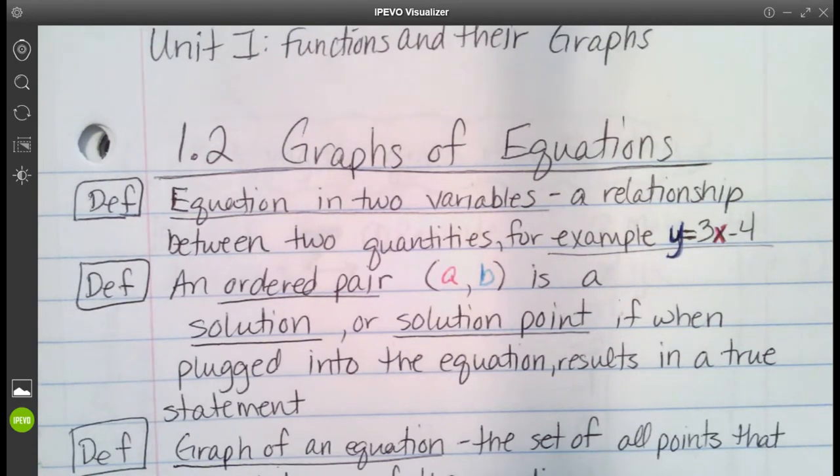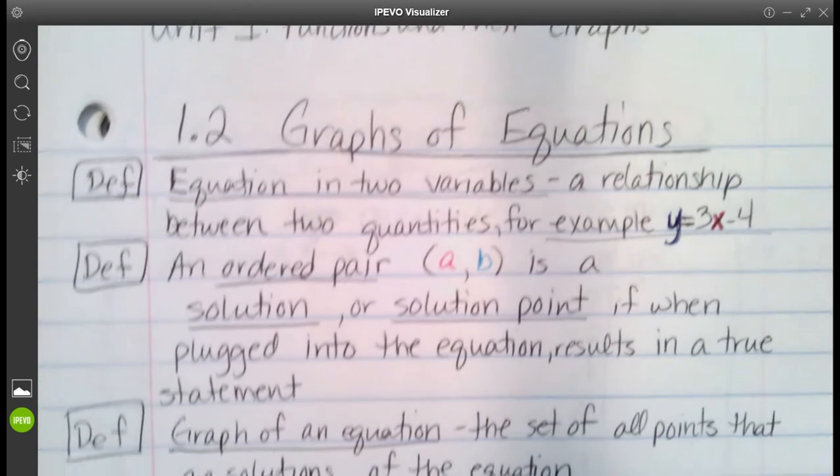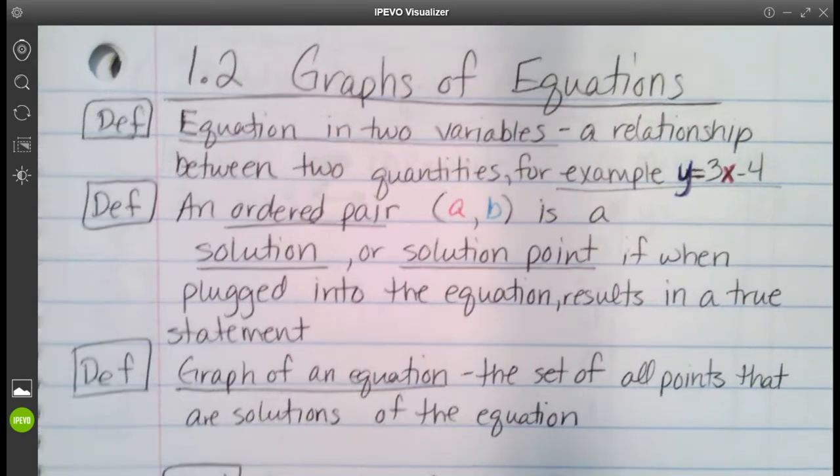In this video, we're going to cover the next section, 1.2, graphs of equations. This is part of the first unit. There's quite a bit of stuff to copy, so just bear with me. Go ahead and copy this down first. If you need to pause the video, go ahead. I'm going to move it up just a little bit for the rest of the definitions.